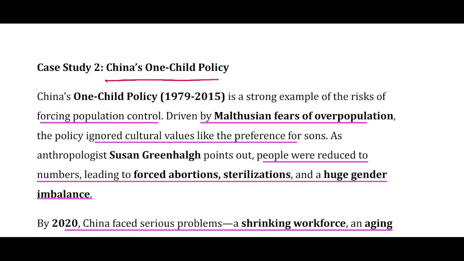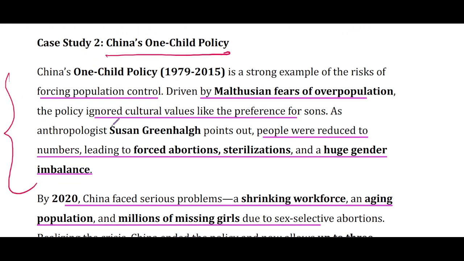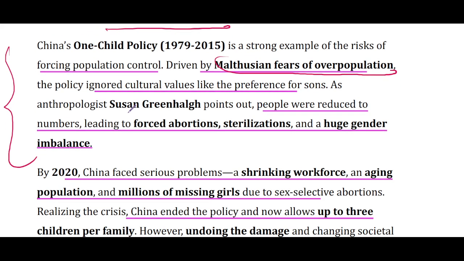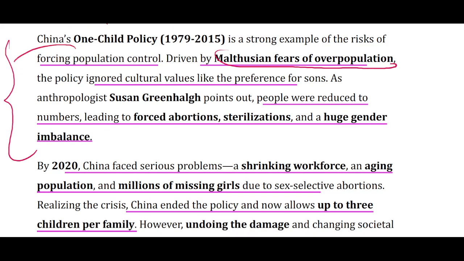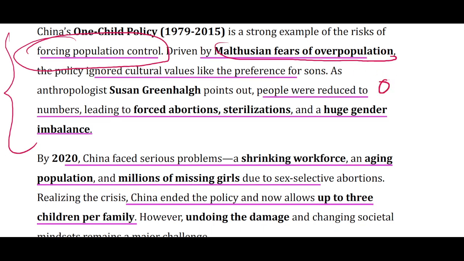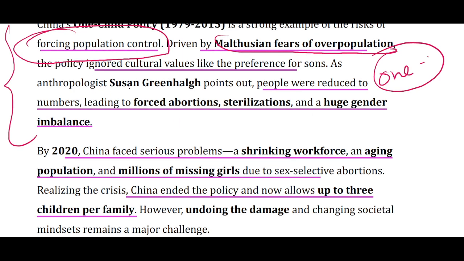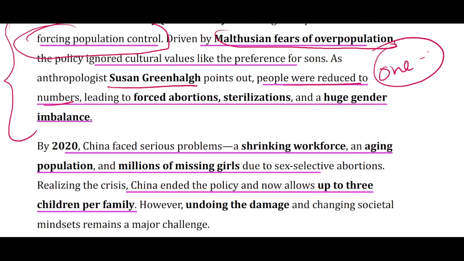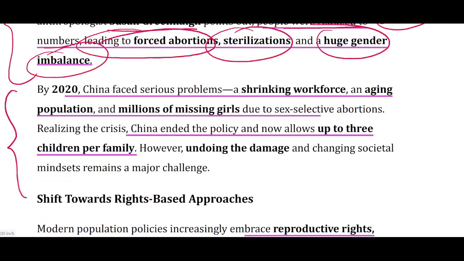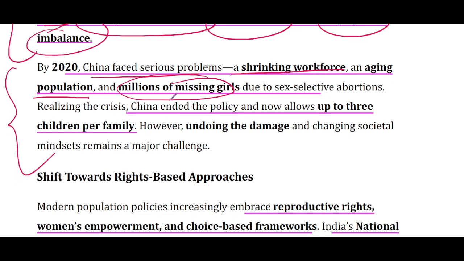Now the second case study is about China. So here again, the Malthusian fear of overpopulation led to forced population control methods by the name One Child policy. Then, as anthropologist Suzanne Greenhalgh points out, people were reduced to numbers, leading to forced abortion, sterilization, and huge gender imbalance. Then, by 2020, China faced serious problems: a shrinking workforce, an aging population, and millions of missing girls. And realizing this, China ended the policy and now allows up to 3 children per family.